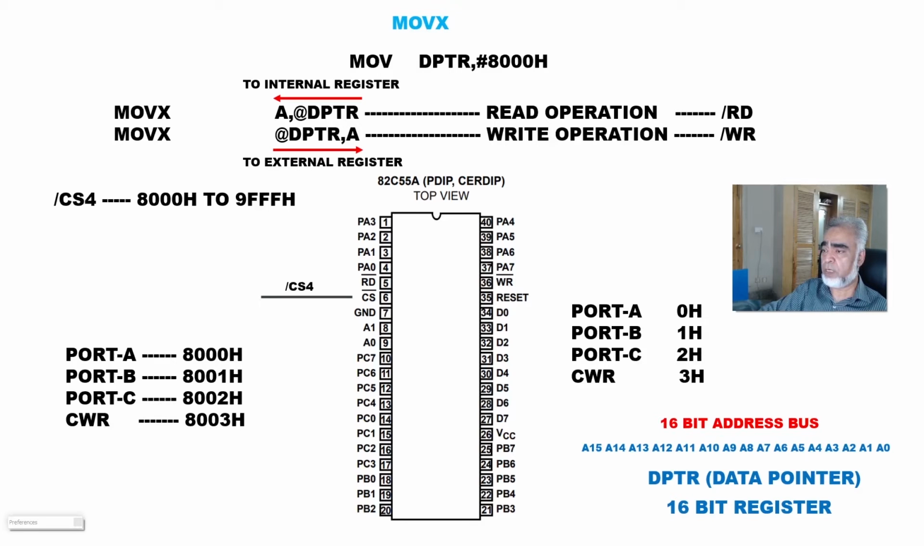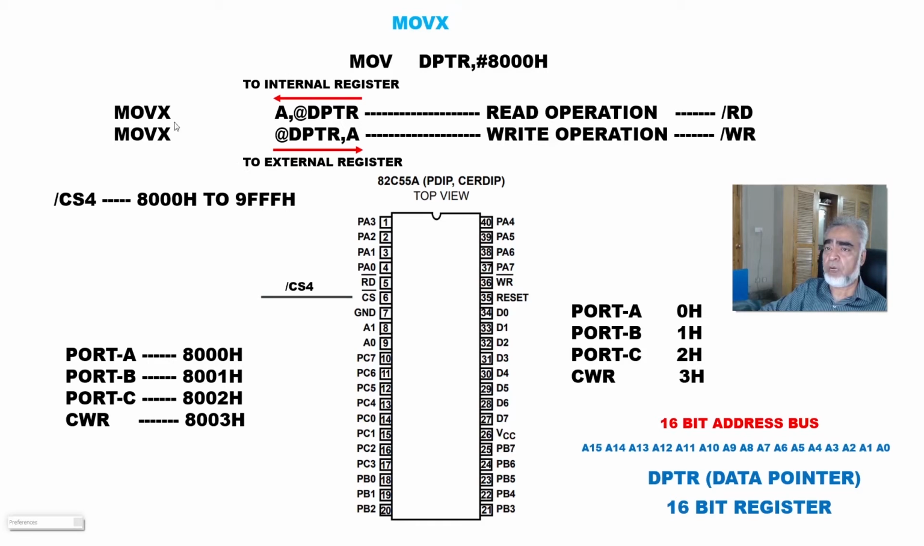The internal register, that is the control word register of 8255, is used to configure the ports, that is port A, port B and port C, for their different configurations for input and outputs. And we'll learn how to program the control word register for different configurations of port A, port B and port C for their inputs and outputs. To read and write the data from port A of the 8255 device, the address of port A is 8000H. We will use the instruction MOVX to read the data from port A or to write the data to port A.